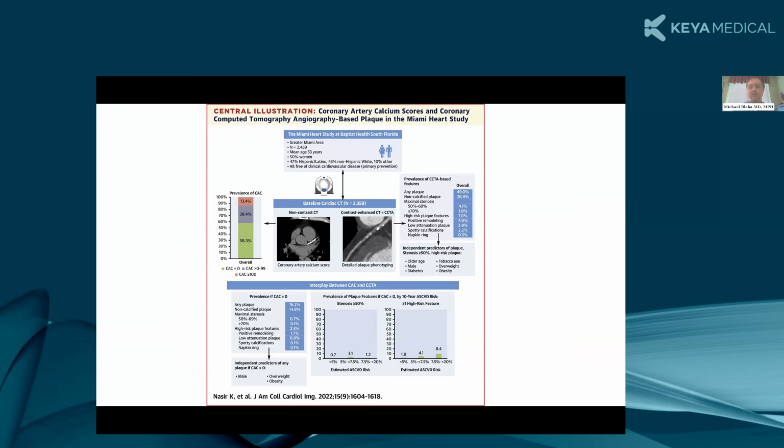This was from the MyHeart study. It looked at about 2,400 patients, again, recruited from the community. They all had CT angiography, and at the bottom are the patients with a calcium score of zero. Here they saw up to 15% of patients had at least some non-calcified plaque. Only about 0.8% of patients had a stenosis. Now, 2% of patients had what we would call high-risk plaque.